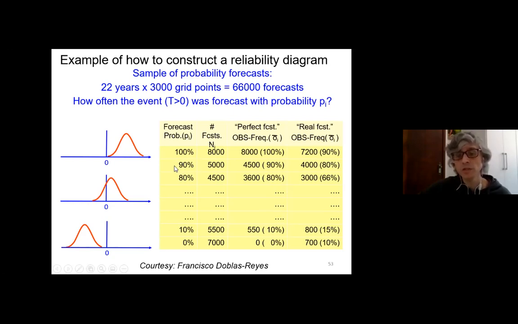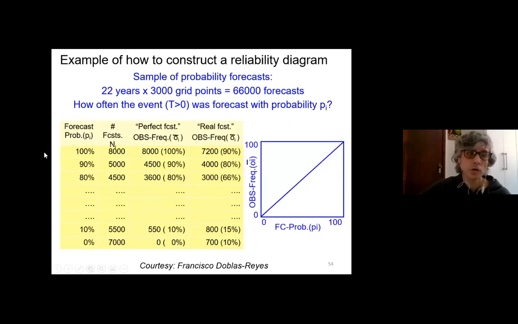Then you go to the 90% and find how many cases you issued a forecast probability of 90%. In that case it is 5,000. If you had a perfect system, you would want to observe the event in 90% of those 5,000, in that case 4,500. But in practice, you find that in only 4,000 cases out of the 5,000 you really observe the event. So your observed frequency is only 80%. You repeat that for all forecast probabilities. Once you've done that, you have these two columns: the forecast probabilities, and on the right, the observed frequencies for the real forecast you are looking at. Then you just plot one against the other, and you construct your reliability diagram.